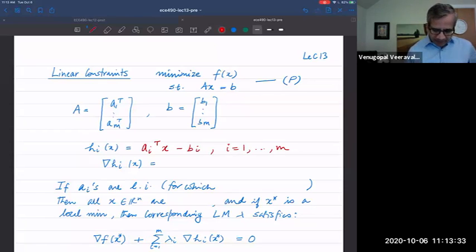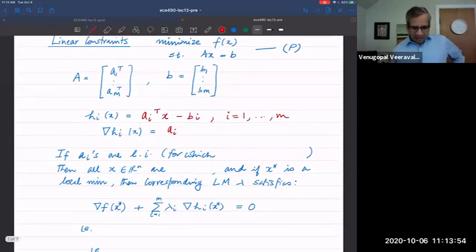All right, and so because h_i(x) equal to 0 means that a_i transpose x equals b_i. So that's the ith constraint. Now, if you take a look at the gradient of this, it's very easy to compute. It's just a_i, right? The gradient of h_i is a_i.